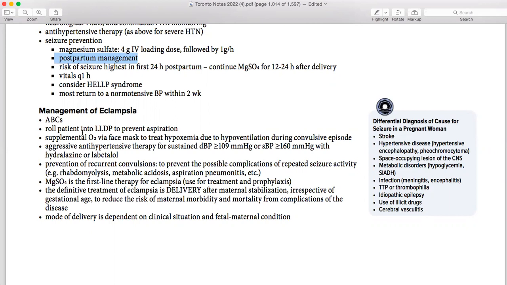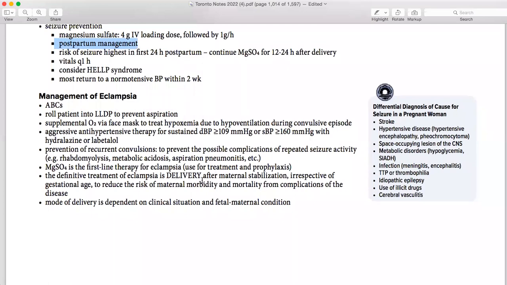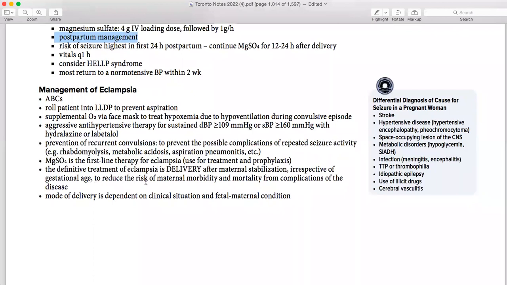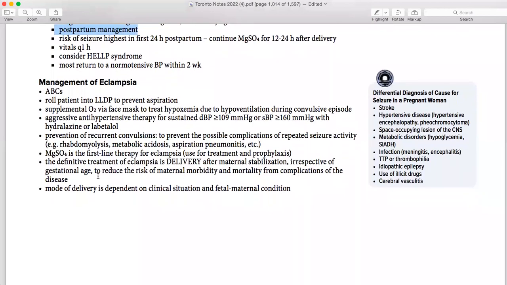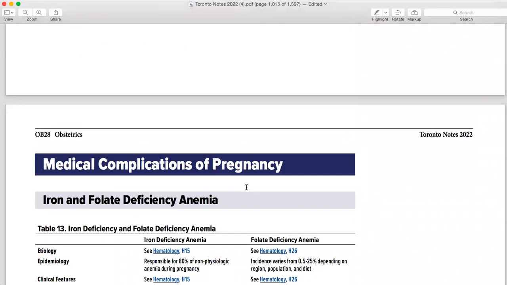Here we are going to do everything as we do for a patient with seizures. Roll the patient, give oxygen, and antihypertensive therapy, because BP is very high. Recurrent convulsions may cause repeated seizure activity, rhabdomyolysis, metabolic acidosis, and aspiration pneumonia. This is important. You need to know what convulsions can cause. The first line is delivery after maternal stabilization, irrespective of gestational age, to reduce the risk of maternal morbidity and mortality from the complications. Mode of delivery depends on the clinical situation and the fetal and maternal conditions.